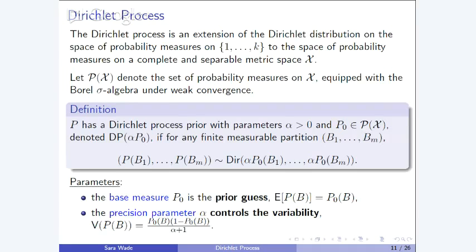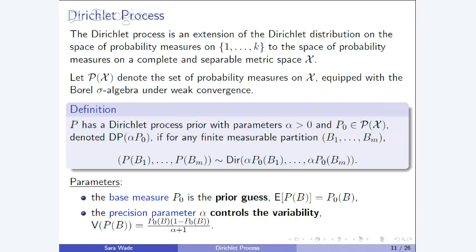Okay. So the Dirichlet distribution defines a prior, or a distribution, on the set of probability measures on the space 1 to k. So we really defined it on the vector, the probability mass on each of these points. But since it's finite, we can derive the distribution on any set composed of these elements. So we can see it as a distribution on the set of probability measures.